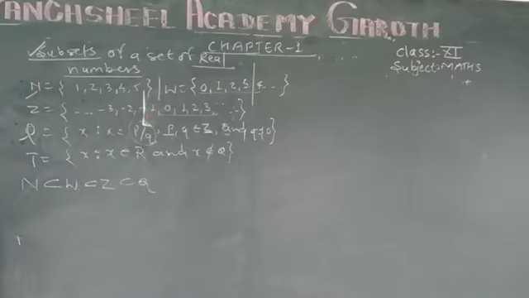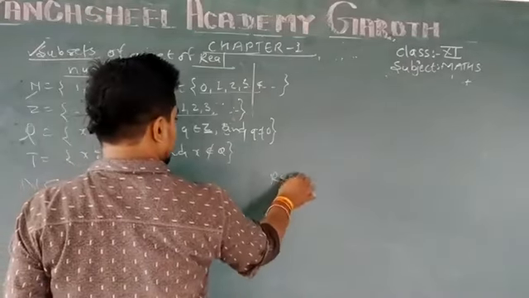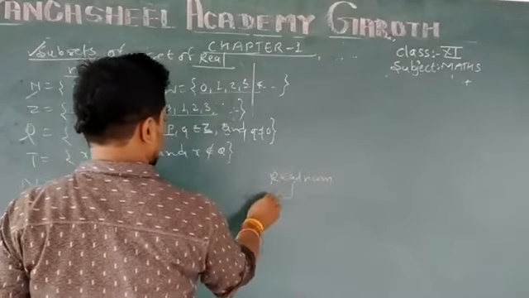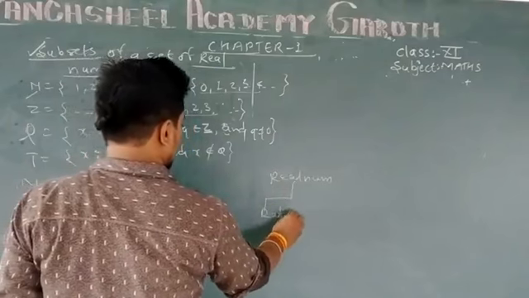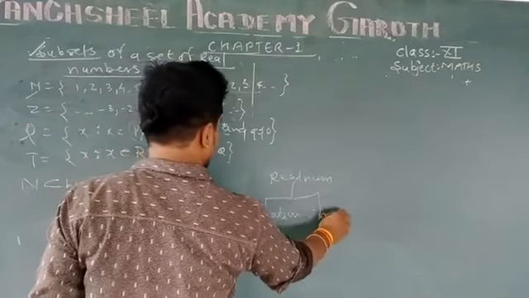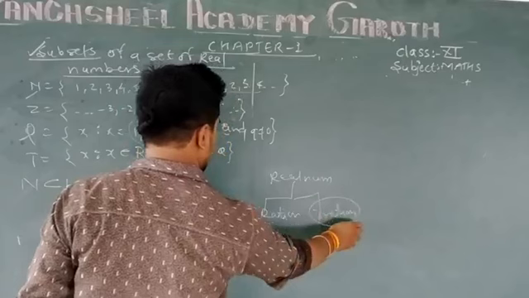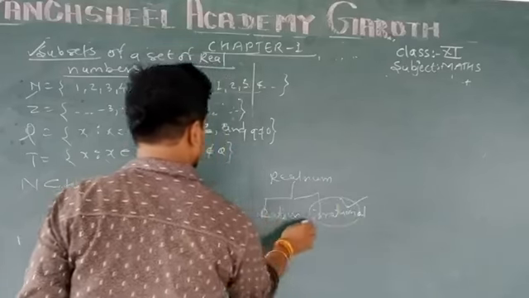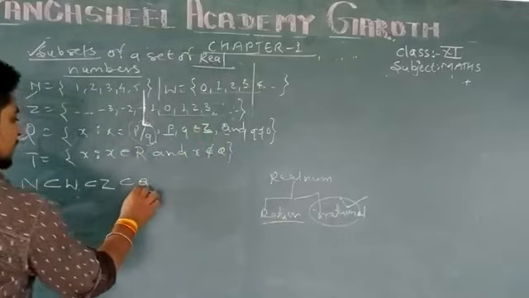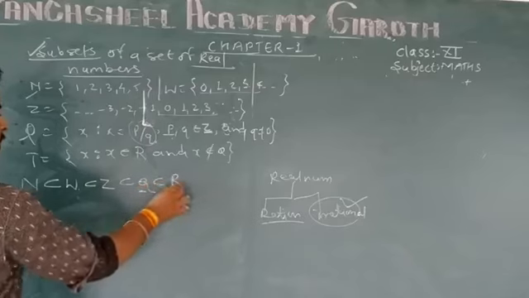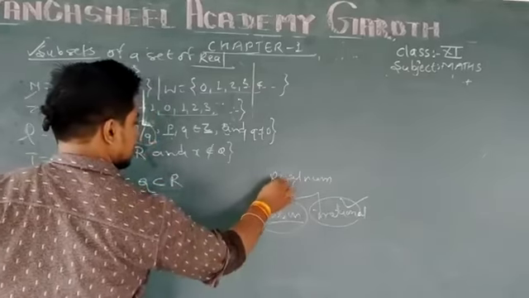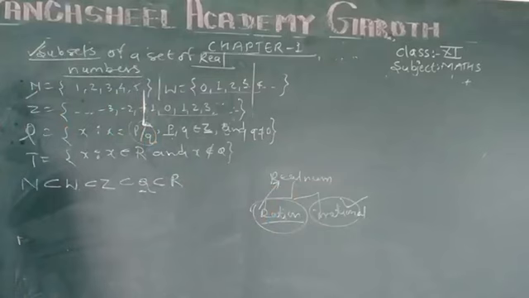And since we know what a real number is, real numbers contain rational and irrational numbers. Those numbers which are not rational are called irrational. It means that the rational numbers are found in the set of real numbers, then each and every rational number is a subset of real numbers.